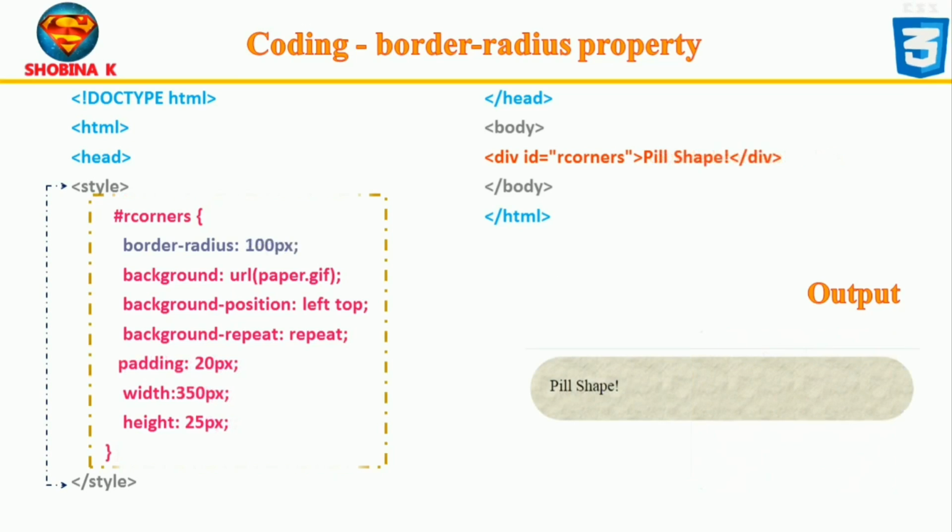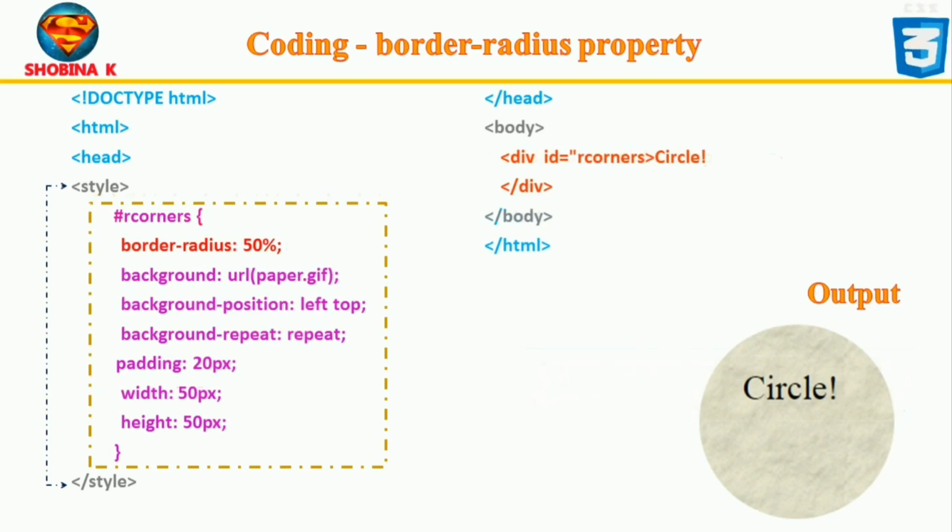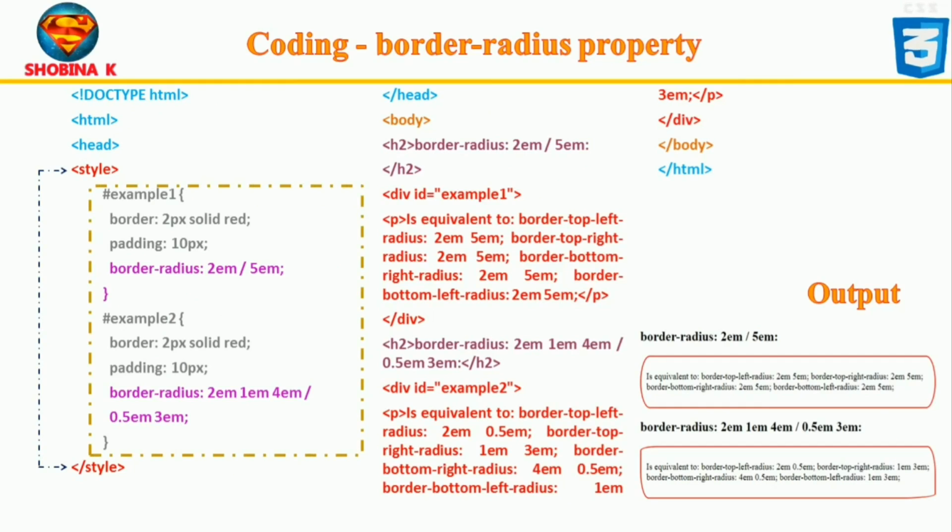Or you could use a larger radius such as border-radius equals 100 pixels to create a pill shape. When working with square elements, you can set the border-radius value to 50% to create a circle. And the border-radius can also be used when there is no border. Also notice this example. In this we have given the border-radius in em units. For example, border-radius equals 2em/5em. Then all the 4 corners will possess the radius of 2em and 5em.